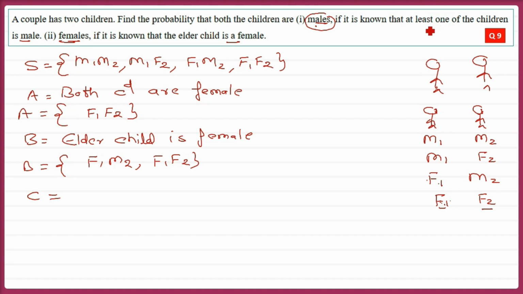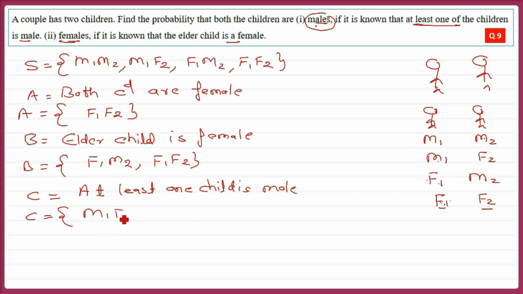The next will be set C: at least one of the children is male. So in the sample space, you have to find out that at least one has to be M. Both can also be M. So I'm writing at least one child is male. So you just can't have both females. All other possible combinations, elements of the event, are possible. That is M1 F2, that is one male here. F1 M2, again one male here. And M1 M2, that is both are males here.